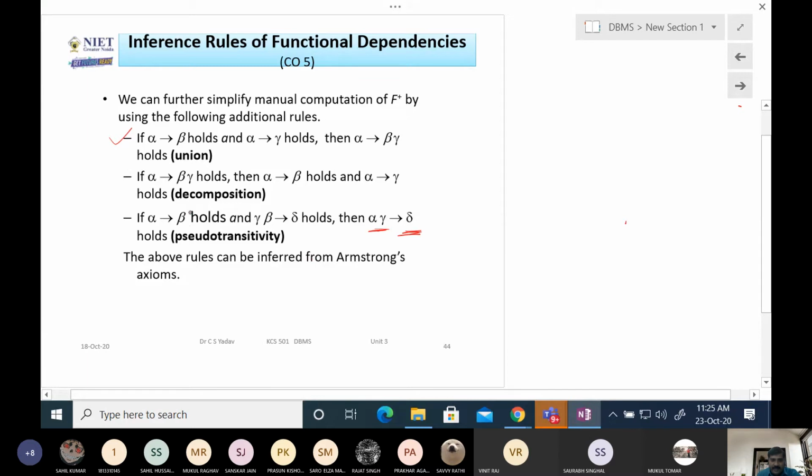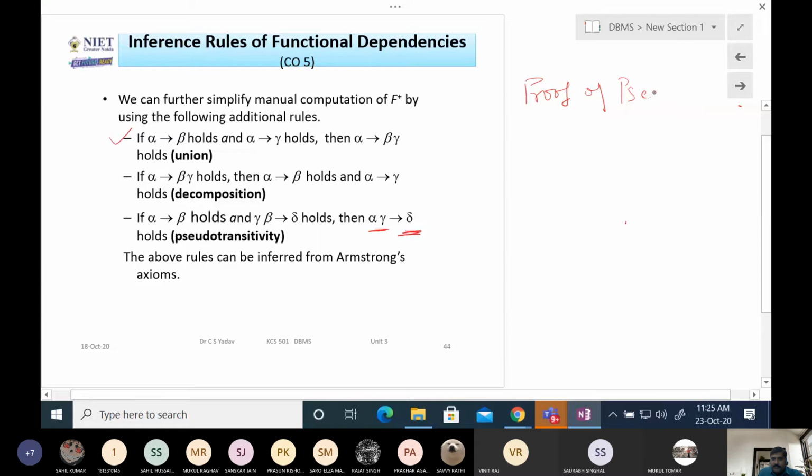Here, if alpha determines beta gamma and then beta gamma determines delta, then we can say it is the transitivity rule. So how will we prove this pseudo transitivity rule? Please let me know.